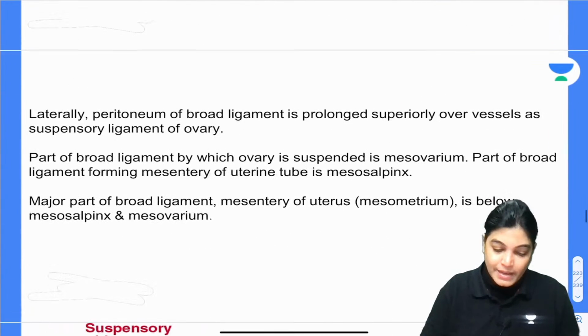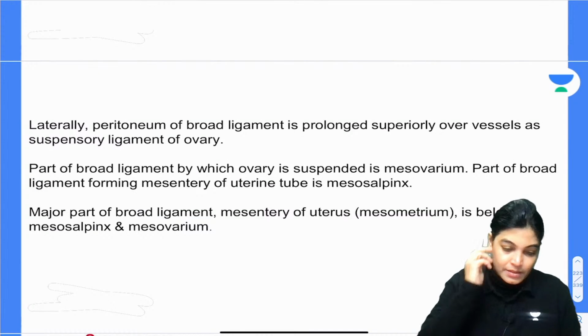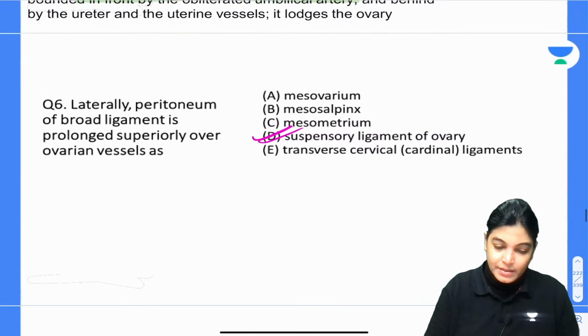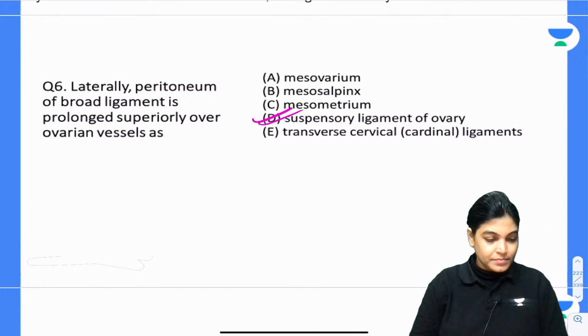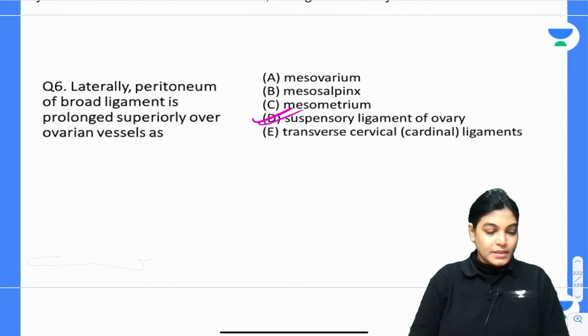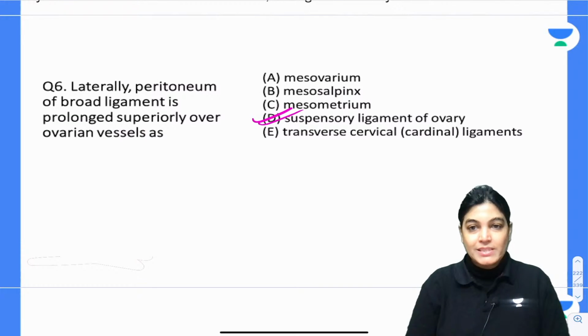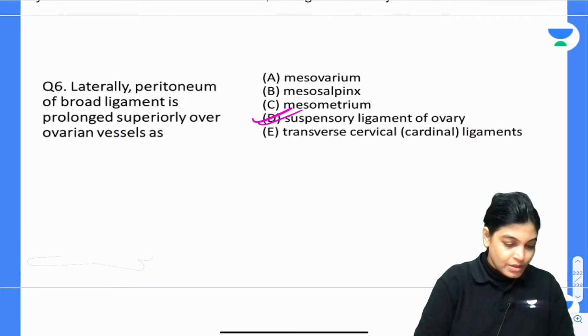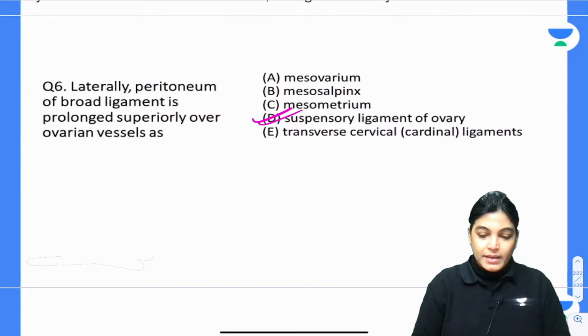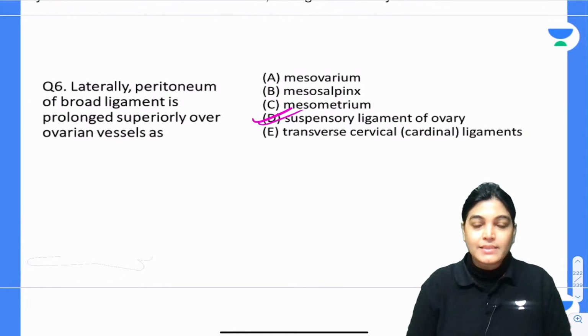Okay, so my dear aspirants, yes, absolutely correct. We'll resume soon. So yes, we were in the 6th MCQ, that is, what is the lateral peritoneal extension of the broad ligament over the ovarian vessels called? All of you can resume. Okay, so suspensory ligament of ovary was the correct answer.